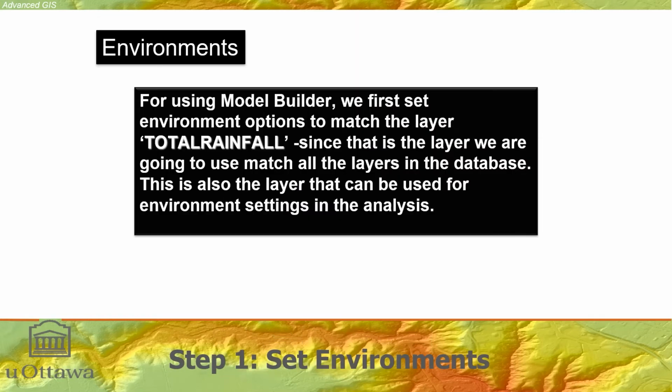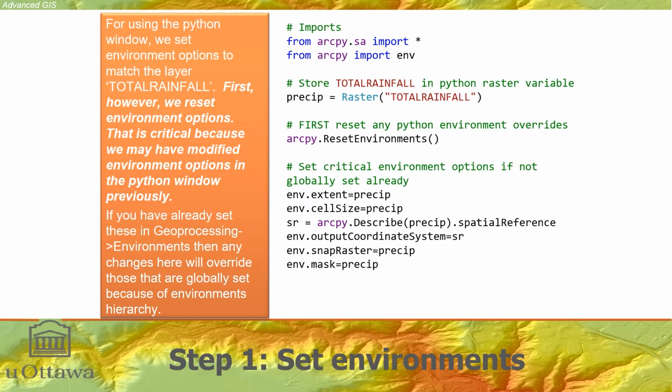So as usual, environments are set, application level environments, and we will use the total rainfall layer. That is one of the layers that is already in a raster with a cell size of 1,000 meters, as the control layer for all the critical environmental settings: the output coordinate system, the cell size, the extent, the snap raster, and the mask. And you could do the same thing in Python.